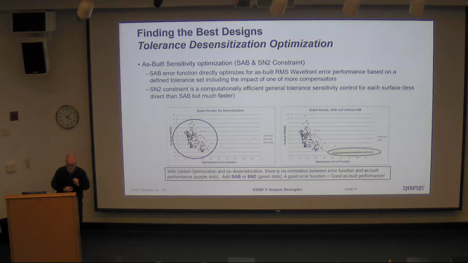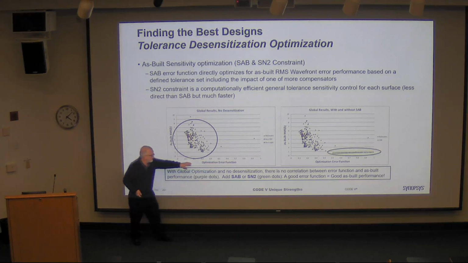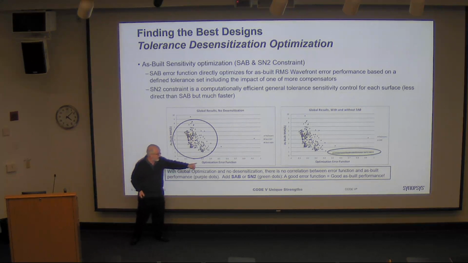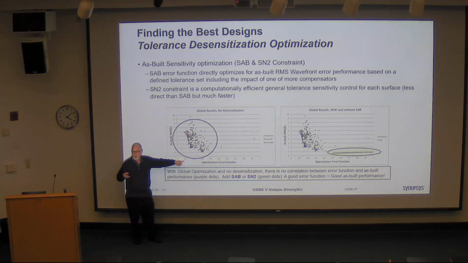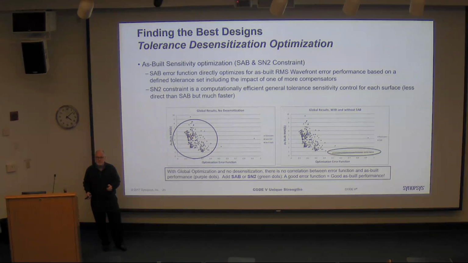Because we have this fast method of tolerancing, we can actually build that into the optimizer. If we were to look at a global optimization, here is the optimization error function, based on spot size, and this is the as-built RMS wavefront error, not the nominal RMS wavefront error. If my optimization was on the RMS wavefront error, getting smaller would mean I've got better RMS performance. But this is the as-built, so we've applied a set of tolerances to all the parameters in the system.